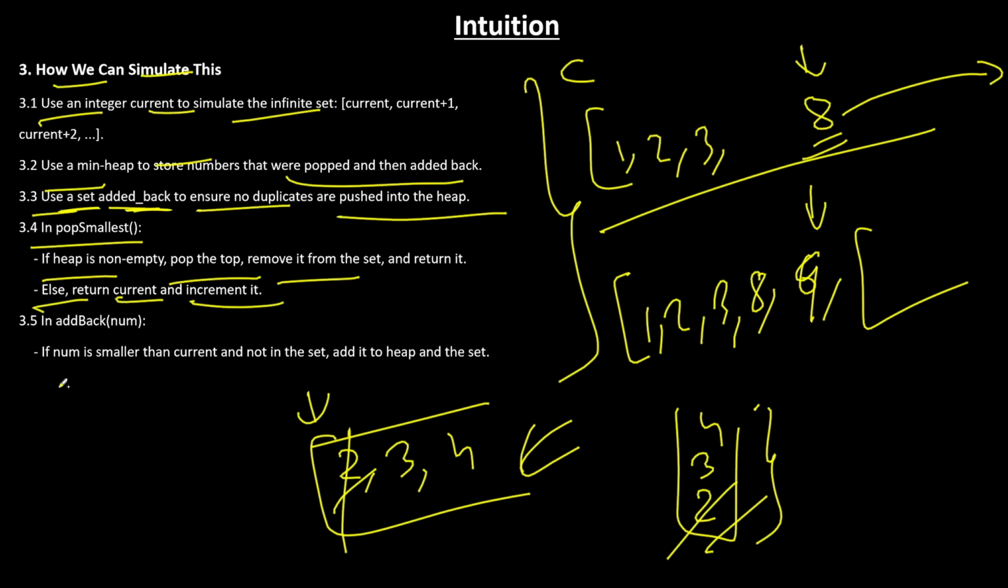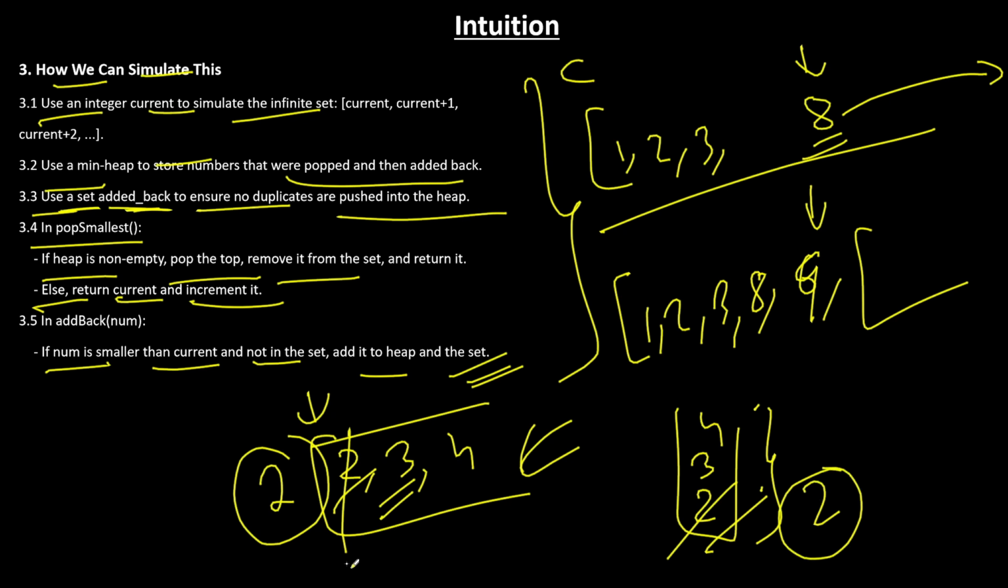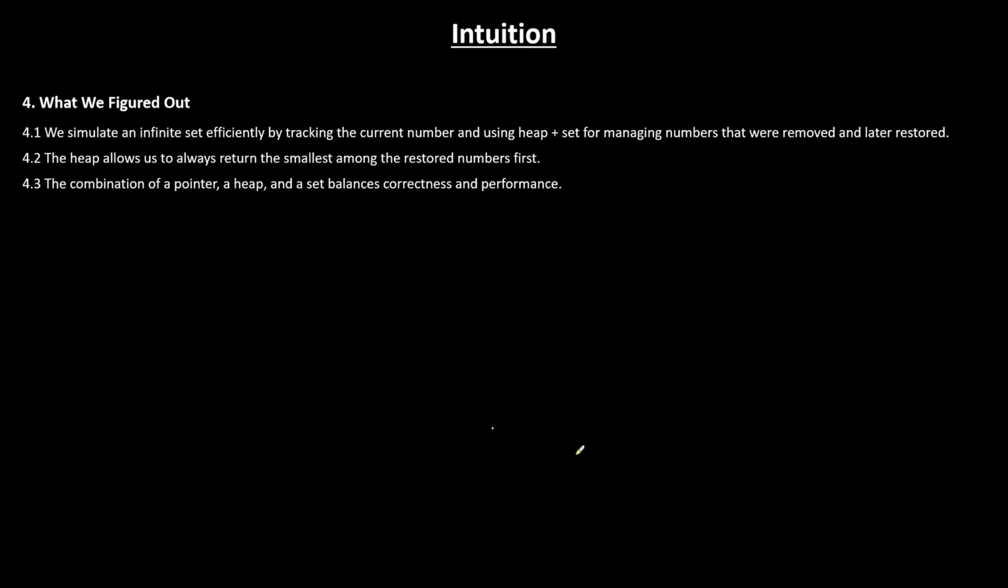That I have already explained here. And if the num is smaller than the current and it is also not present in the set, then we add it to the heap and the set. Suppose the number is smaller, like we try to push 2. We check if it is smaller, yes, and we also check if it is in the set. Suppose there could be a scenario that we have multiple values of 2 in the infinite set. So it might be a case that we have not popped it from the set. That's why we check both conditions simultaneously.